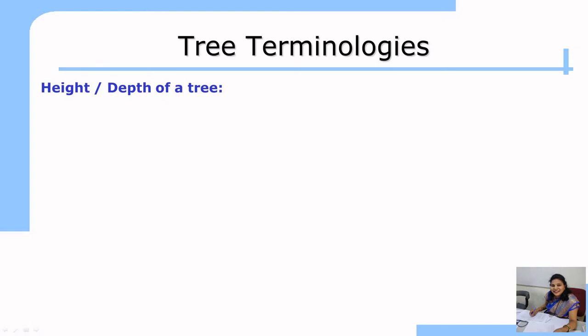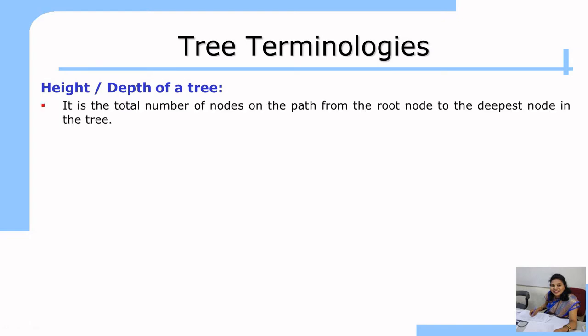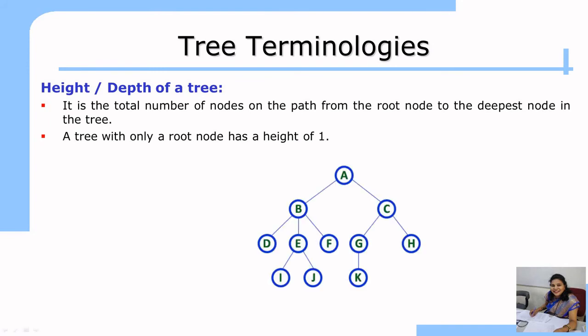Next terminology is the height and the depth of the tree. Height or depth of the tree is the same. It is the total number of nodes on the path from root node to deepest node in the tree. Deepest node means the node at the last level. So, a tree with only root node has the height 1, like this. So, what is height of the tree? Height of the tree is the number of nodes, count the nodes on the path from root node to leaf node, the deepest node.